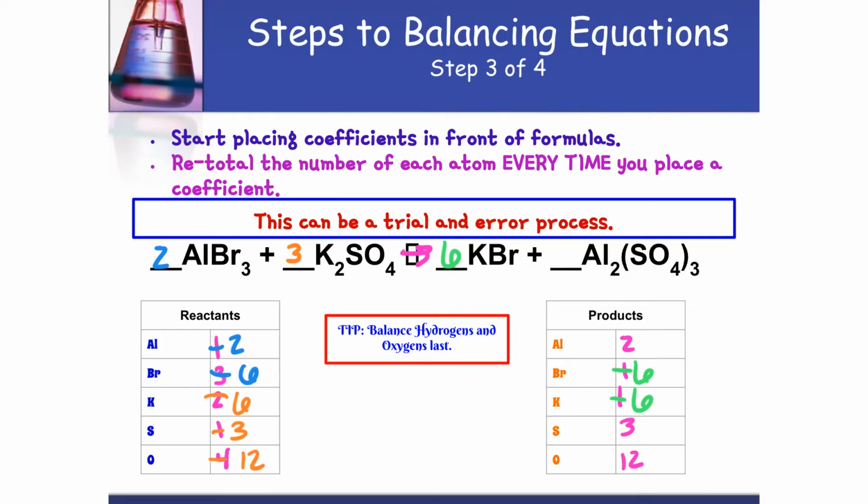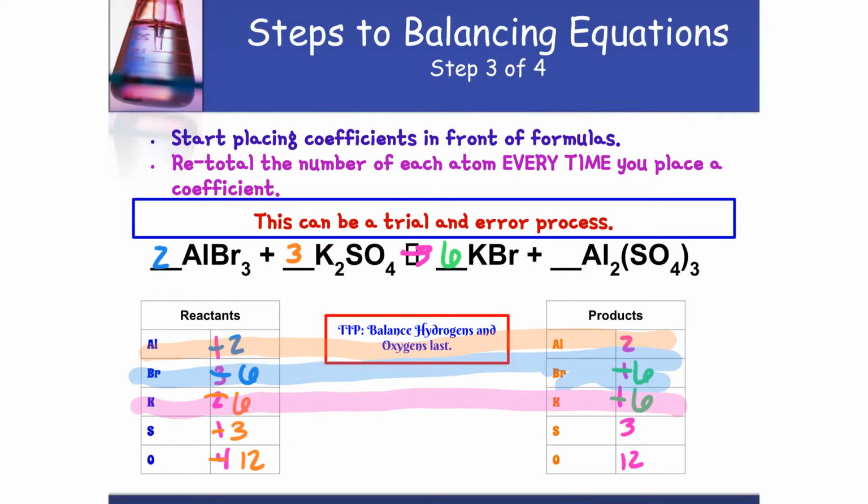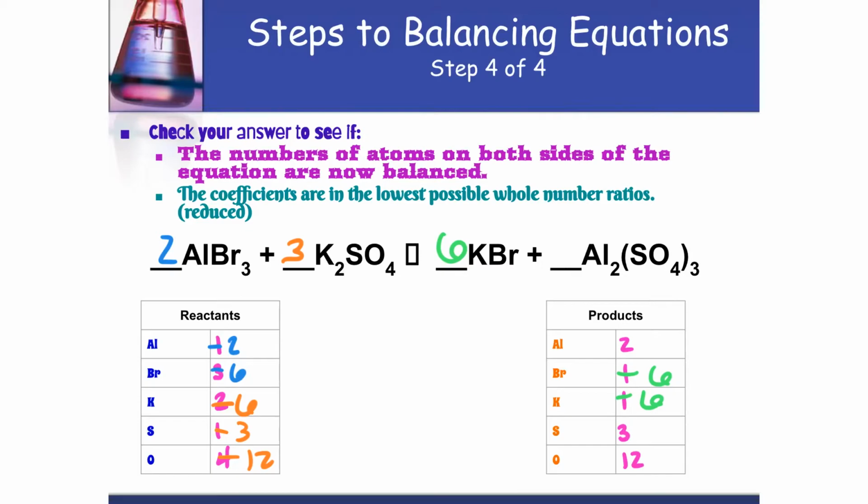And if we look across, aluminums, we have 2. Bromines, we have 6 on both sides. Potassiums, we have 6 on both sides. Sulfurs, we have 3 on both sides. And oxygens, we have 12 on both sides. So yes, it is balanced. And we're in the lowest whole number ratio with our coefficients. And step 4 was to check your answers to see if the numbers on both sides of the equation are balanced, and they are. And if the coefficients are in the lowest possible whole number ratios, which they are.